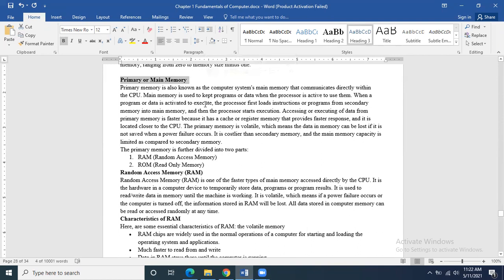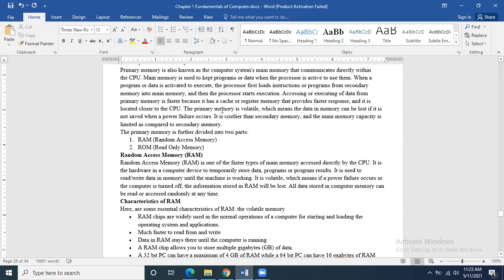Primary storage is that without which the computer system is not going to work. Primary storage is also known as the computer's main memory that communicates directly with the CPU. Main memory is used to keep programs or data when the processor is active to use them. Of course, the data and the instructions that we enter in the computer system do not enter directly to the CPU. They will go to the primary storage first, and then they will be able to communicate with the CPU.